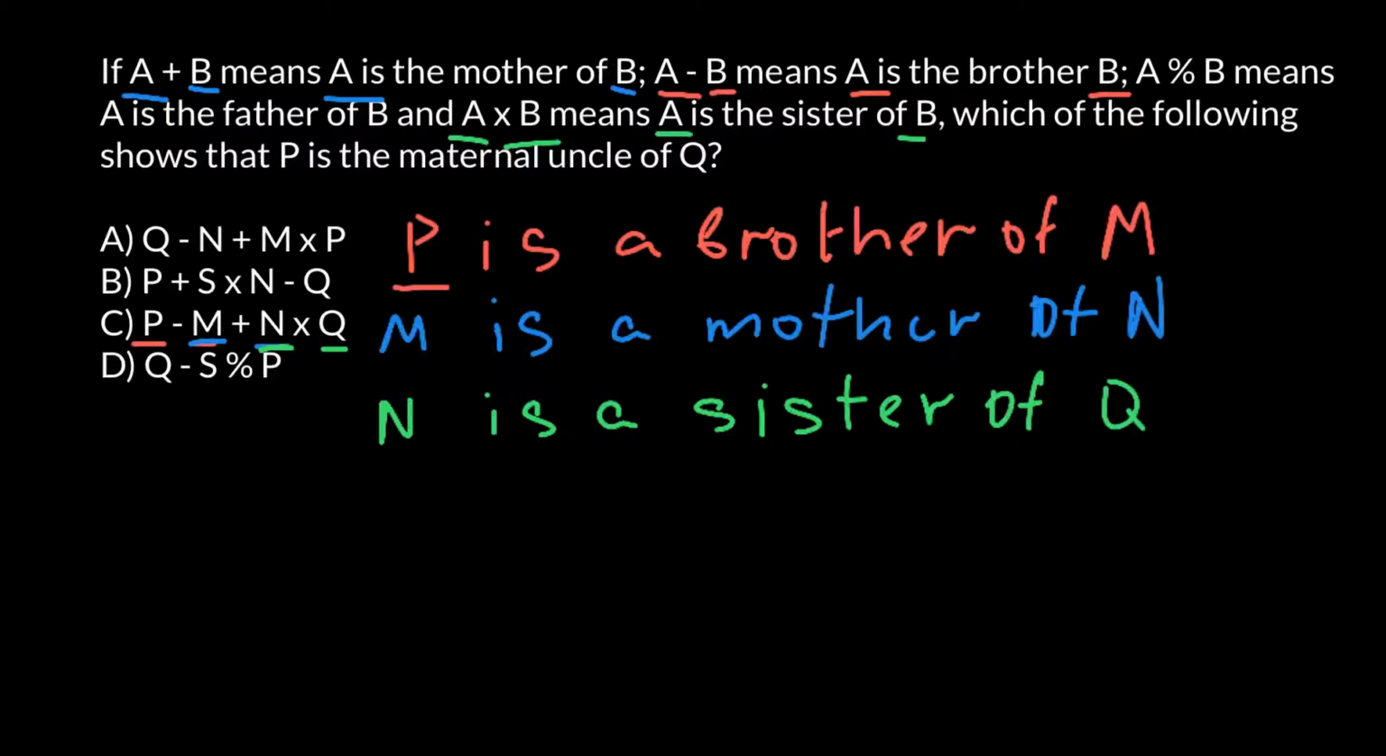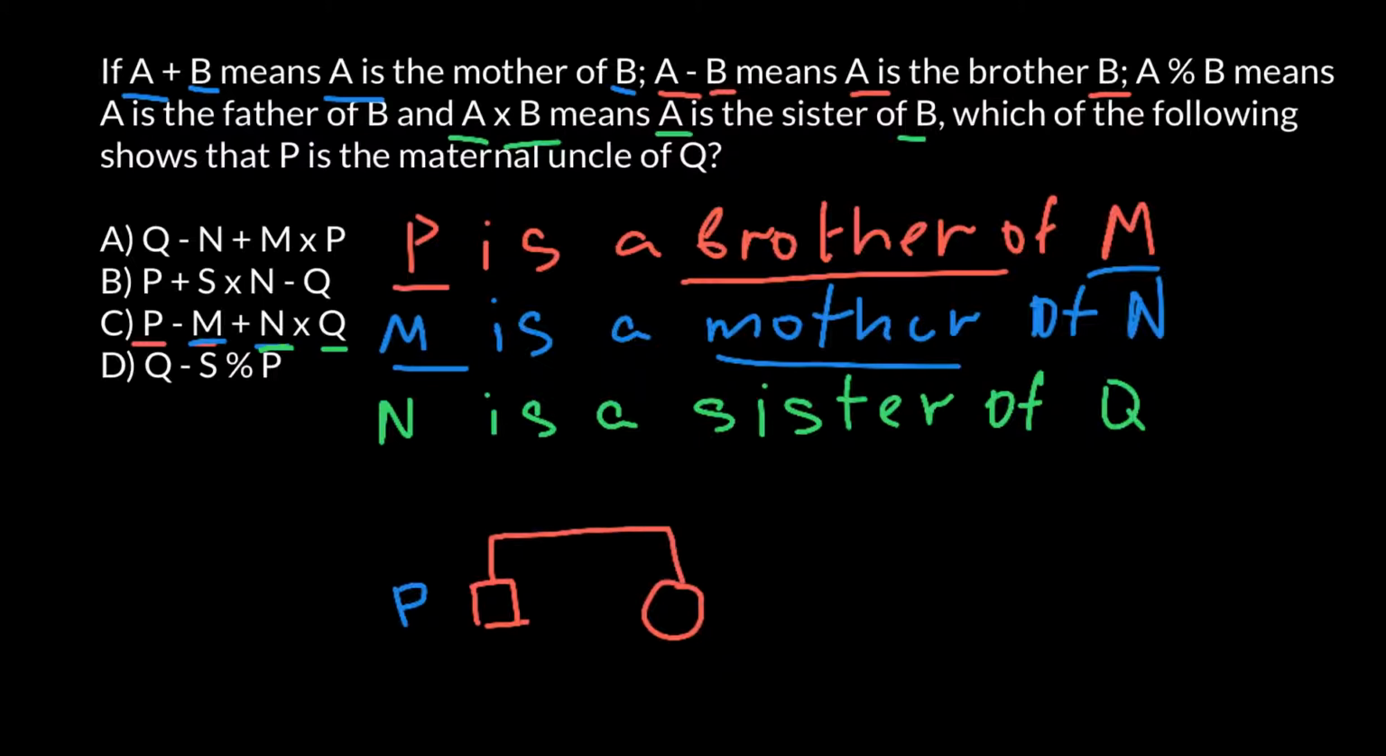P is a brother, so we use a box for P. So this is going to be P. He is a brother of M, and M is a mother, so M is female. So we put her here. This is brother and sister. They also have parents. So P is a brother of M, so this is M. And M is a mother of N, and N is a sister.